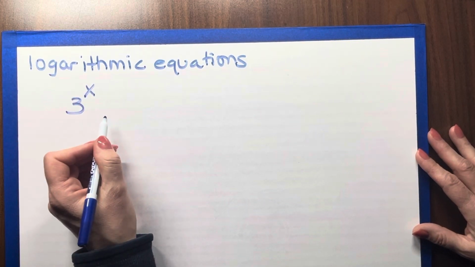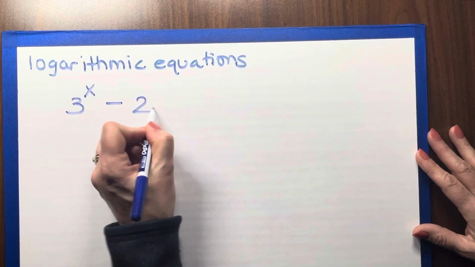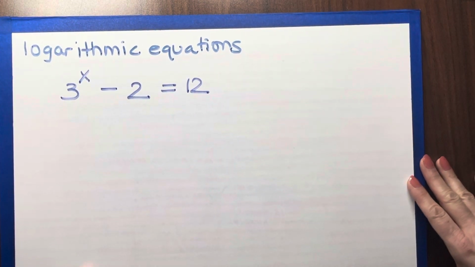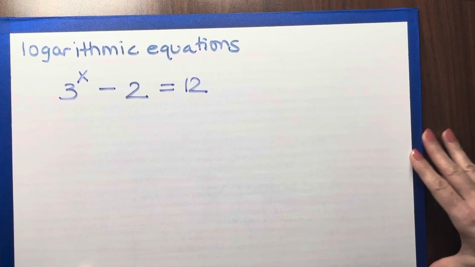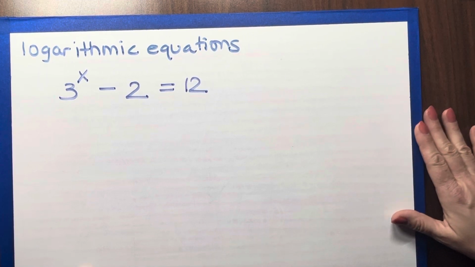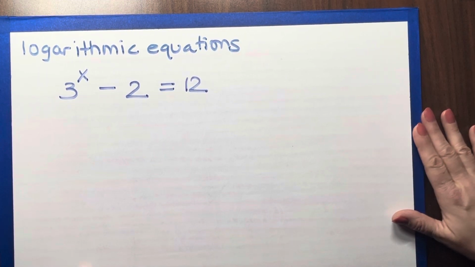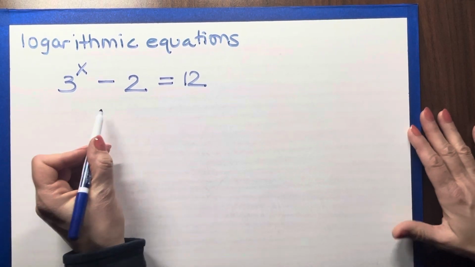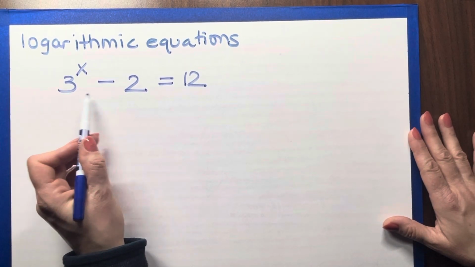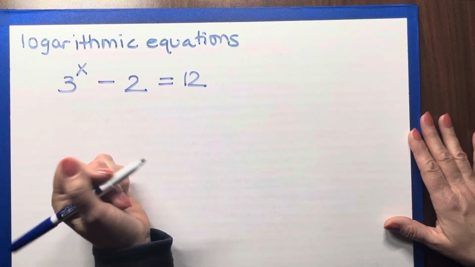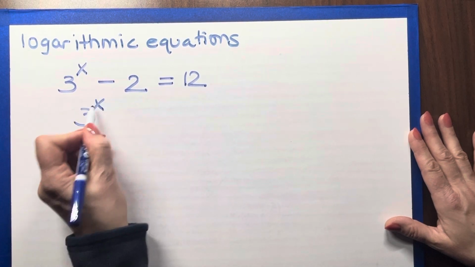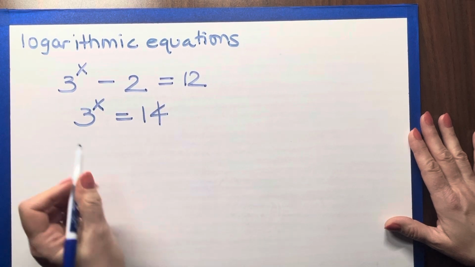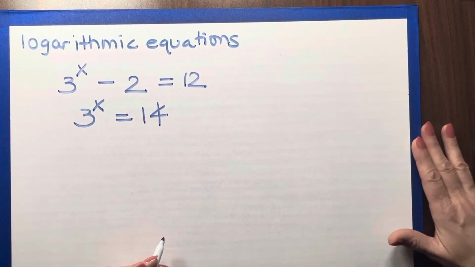So this one is 3 to the x power minus 2 equals 12. There are 2 ways that you can do this problem, and it will depend on what your teacher will allow you to do in your class and what work you need to show. So the first way I'm going to do this is to treat it like a regular equation where I move my 2 over here, so I get 3 to the x power equals 14.